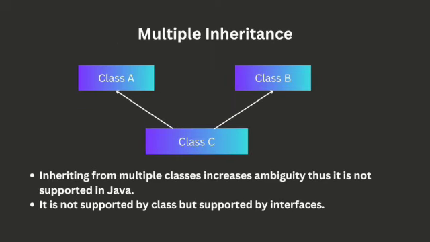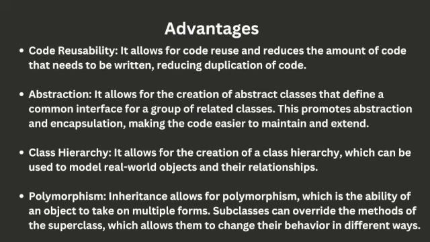And then we have multiple inheritance, in which we have multiple parents for a single subclass. This is not supported directly in Java, though it is supported by interfaces. But people generally try not to use it because it provides ambiguity, the confusion of which parent class methods we have and which we don't have. So to not have that ambiguous code, we try not to use multiple inheritance. Now let's talk about the advantages of inheritance.